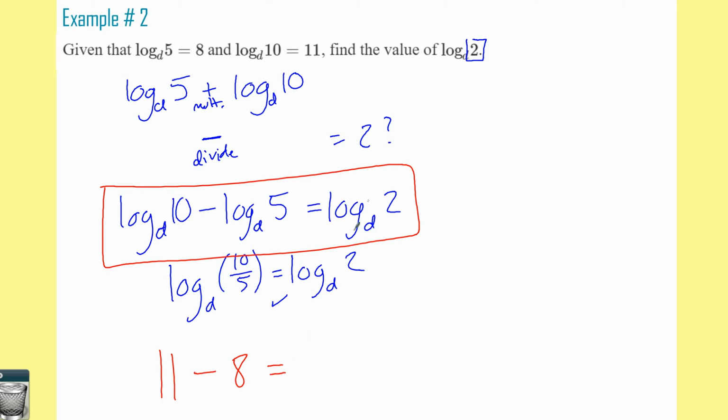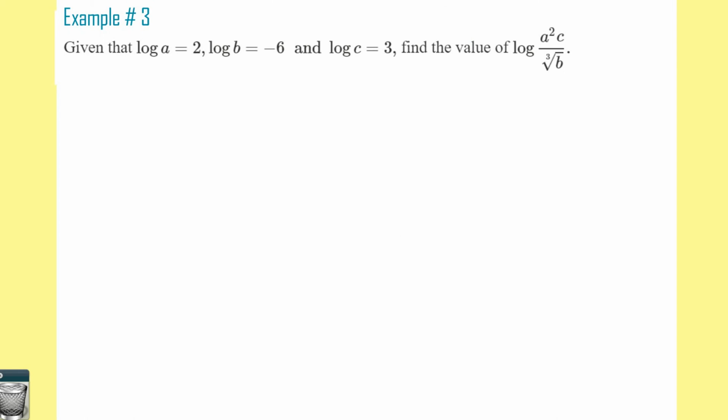So log base d of 2 must equal 3. All right, kind of some plugging and chugging. Not plugging and chugging, more like substitution, right? Because we have to plug in things we didn't know. Okay, substitute stuff in. All right, example 3.